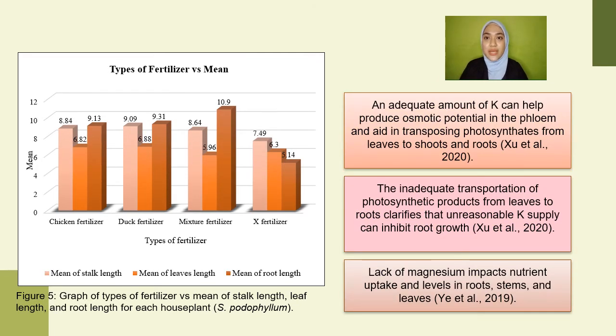Besides, an adequate amount of potassium can help produce osmotic potential in the phloem and aid in transposing photosynthesis from leaf to shoots and roots. Thus, the inadequate transportation of photosynthetic product from leaf to roots clarifies that unreasonable potassium supply can inhibit roots growth. Furthermore, lack of magnesium impacts nutrient uptake and level in roots, stem, and leaf. When magnesium is inadequate, magnesium deficiency symptoms first develop in old leaf and then gradually spread to young leaf as the magnesium deficiency exposure increases.